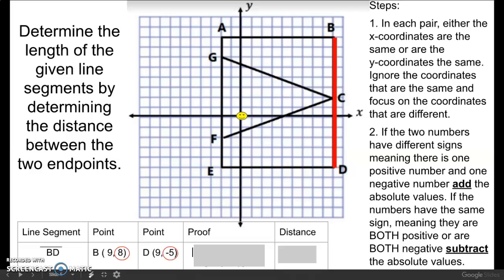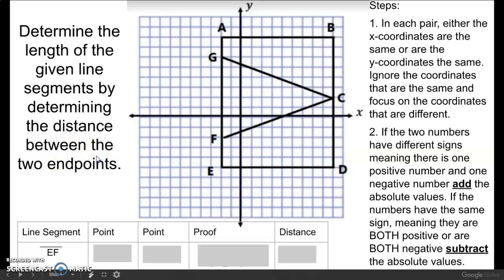So if you have one negative number and one positive number, the signs are different and you have to add the absolute values. The absolute value of 8 is 8. The absolute value of negative 5 is 5. 8 plus 5 gives you 13. So the distance between B and D, and the length of line segment BD would be 13 units.